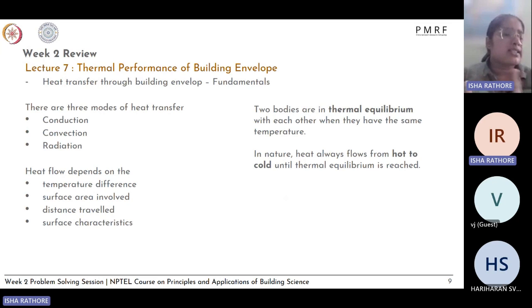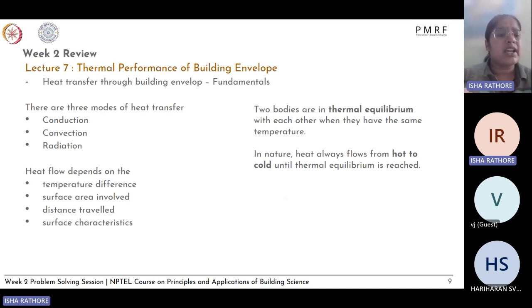One is the temperature difference. For all of this heat transfer to happen, there has to be a source which is at a higher temperature, and there has to be a receiving medium or receiving object which is at a lower temperature, such that both of these bodies try to achieve thermal equilibrium. So temperature difference is the most important factor for heat to flow.